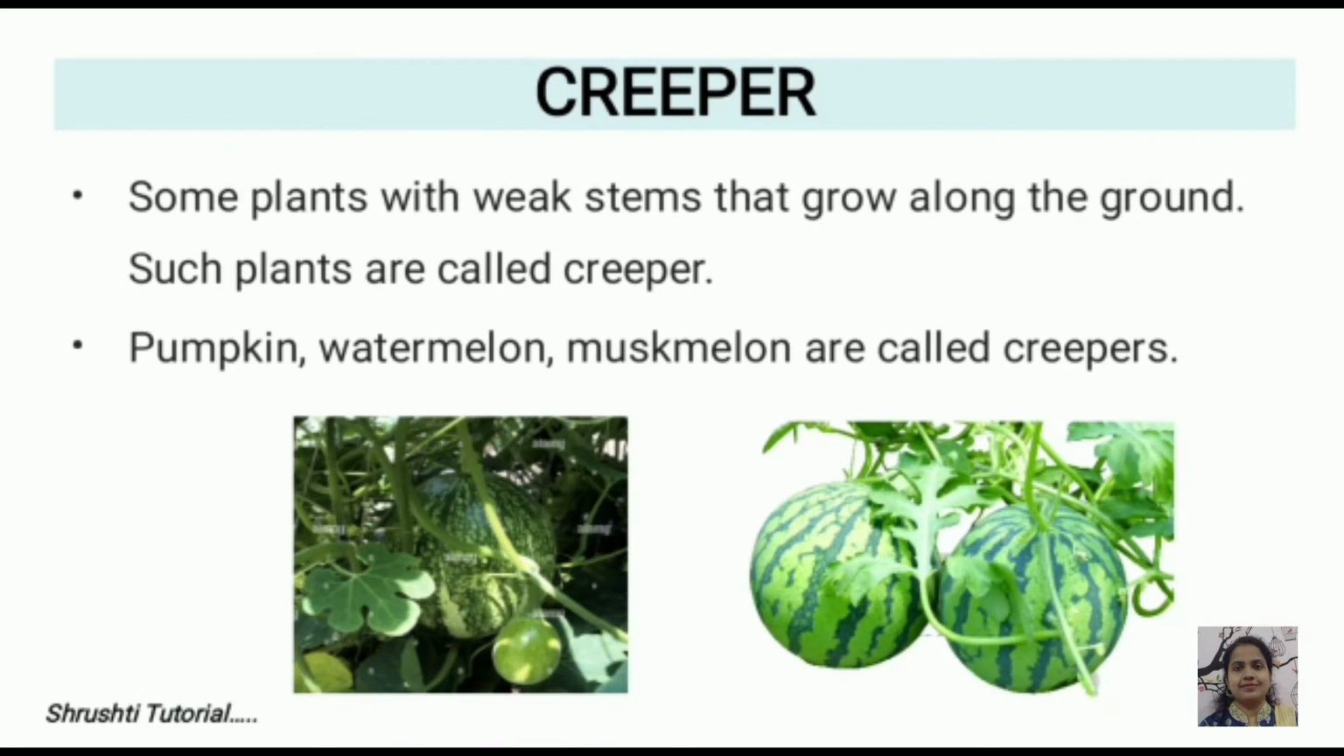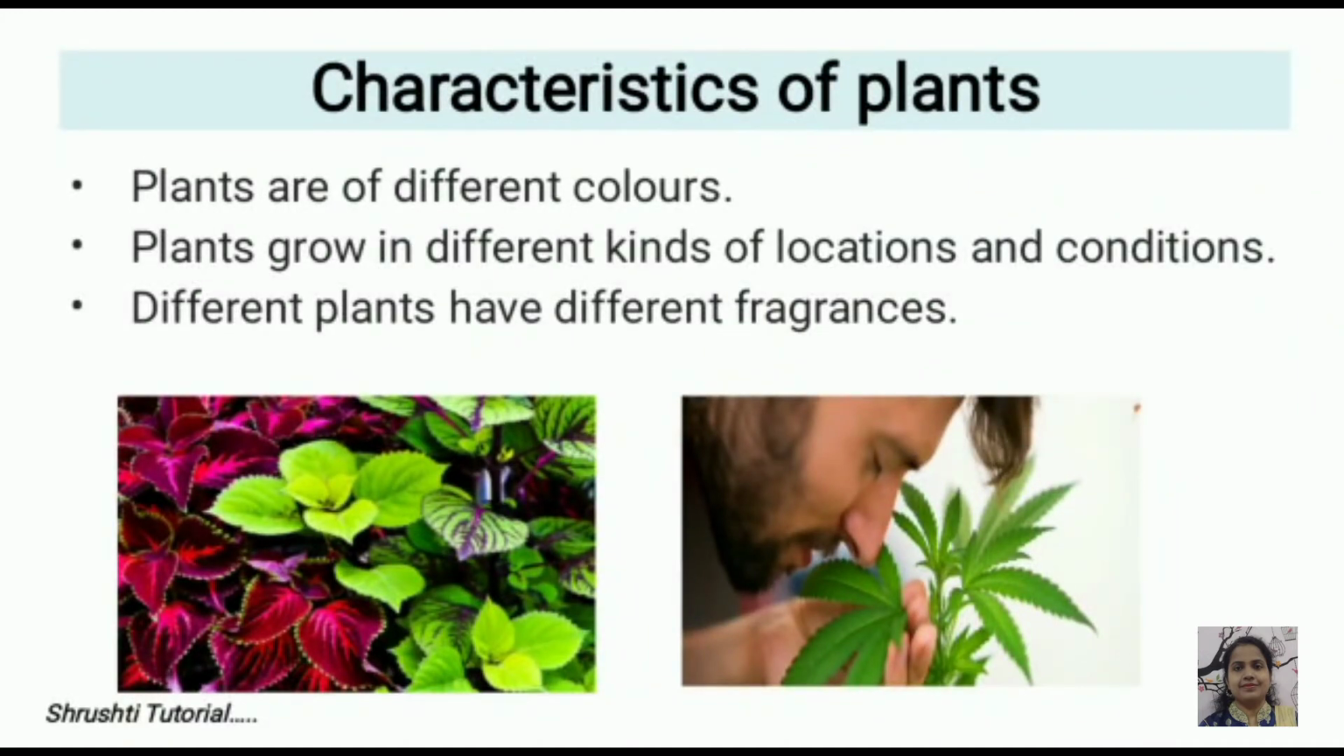Then creepers. Some plants with weak stems that grow along the ground. Such plants are called creepers. Like pumpkin, watermelon, muskmelon, they are the creepers. Characteristics of plants. Plants are of different colors. Plants grow in different kinds of locations and conditions. Different plants have different fragrances. We know there are different types of plants, and their colors, some of them are showy plants. So they have different fragrances also. Their smell is different as compared to different plants.